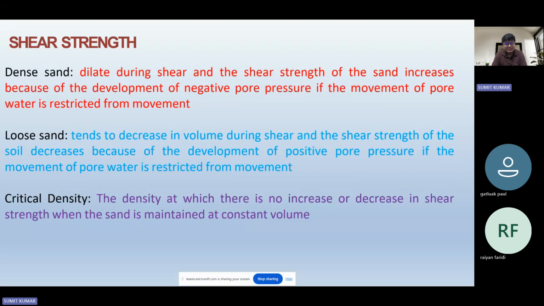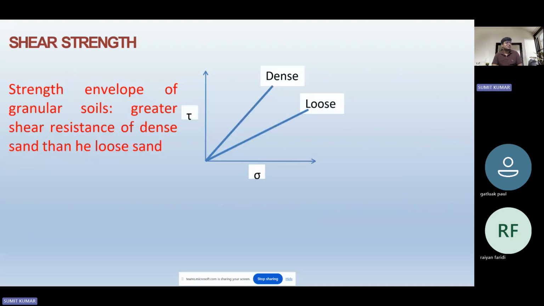Now talking about dense and loose sand, one of the highlighting points is that during shear, the shear strength of dense sand increases because of the development of negative pore pressure, if the pore water is restricted from movement. For loose sand, there tends to be a decrease in volume during shear, and the shear strength of the soil decreases because of the development of positive pore pressure if the pore water is restricted from movement. Now talking about the critical density: it is the density at which there is no increase or decrease in the shear strength when the sand is maintained at constant volume. So you should understand this term because some MCQs could be based on these terms only.